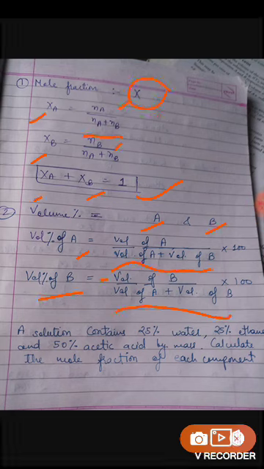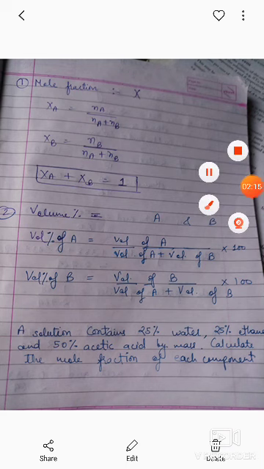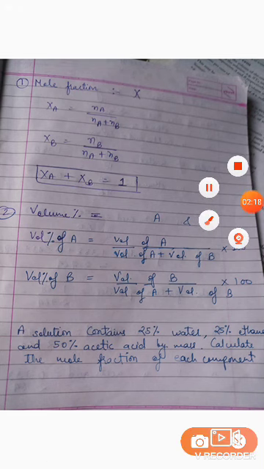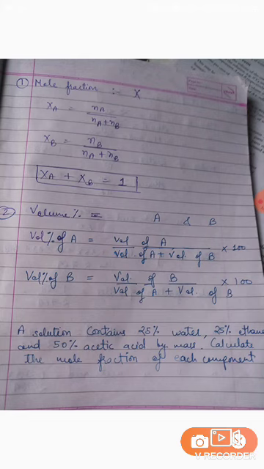Okay, now next is the numerical related to mole fraction, and that is: a solution contains 25% water, 25% ethanol and 50% acetic acid by mass. Calculate the mole fraction of each component. Please remember, if it is by mass, that means whatever the percentage is given, it will be in grams. 25% means water 25 grams, ethanol 25 grams and acetic acid 50 grams. That means by mass it is.